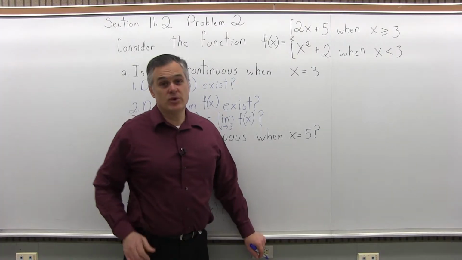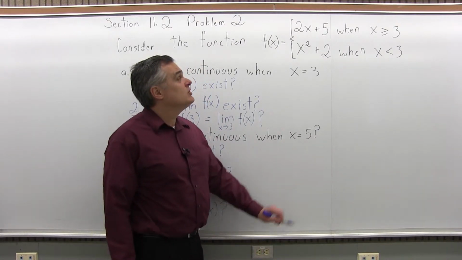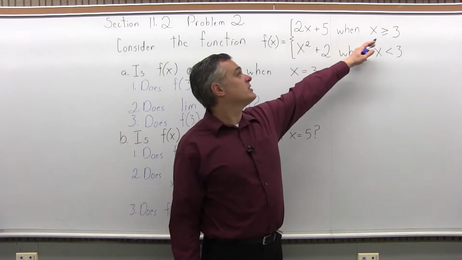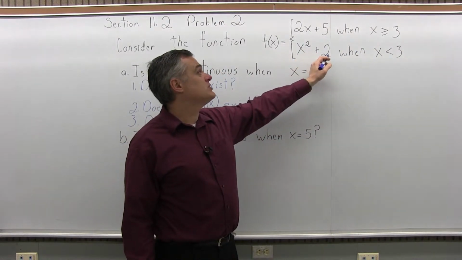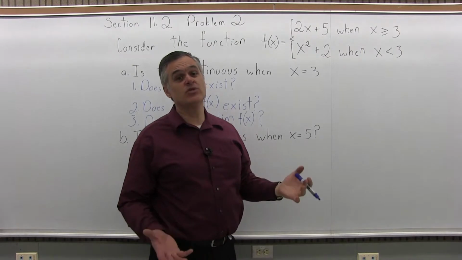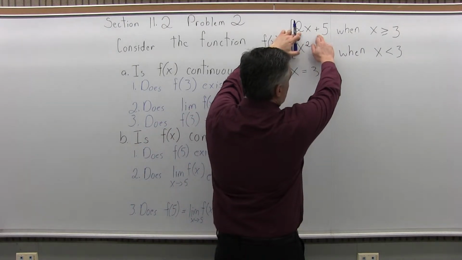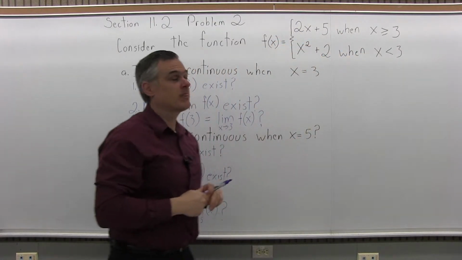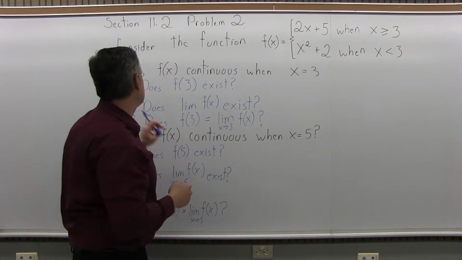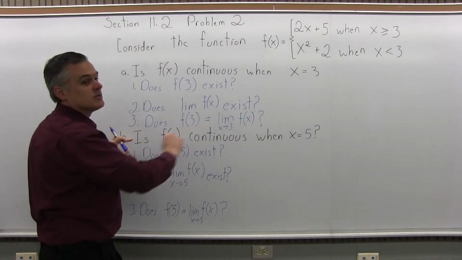This is Section 11.2, Problem number 2. It says, consider the function f of x equals 2x plus 5 when x is greater than or equal to 3, and the function equals x squared plus 2 when x is less than 3. So you have two branches. When your input is 3 or bigger, this is how you calculate the output. And when your input is less than 3, this is how you calculate the output. So it has two parts. Is the function continuous when x is 3? And is the function continuous when x is 5?